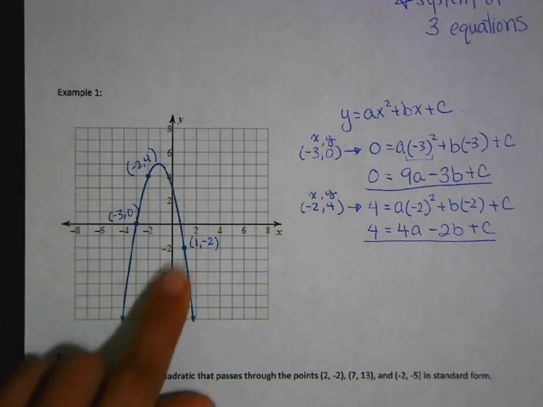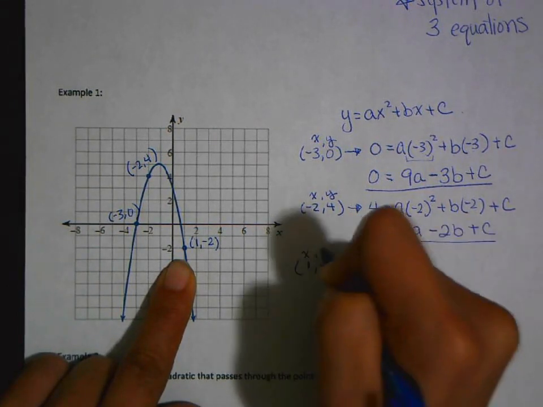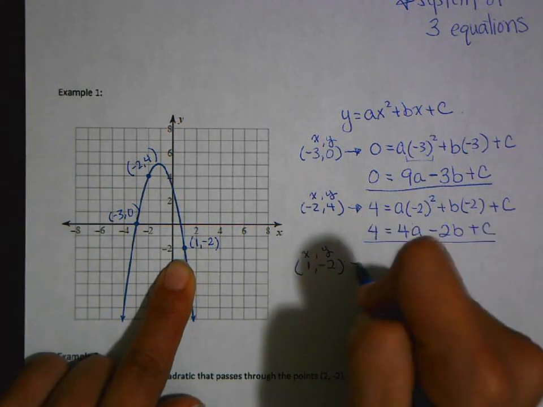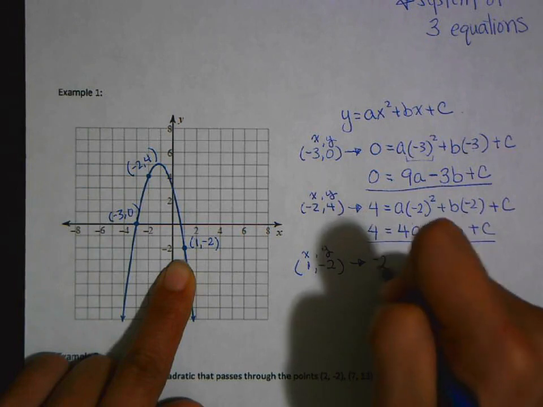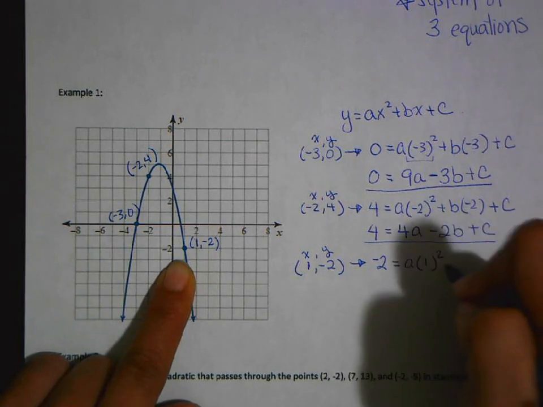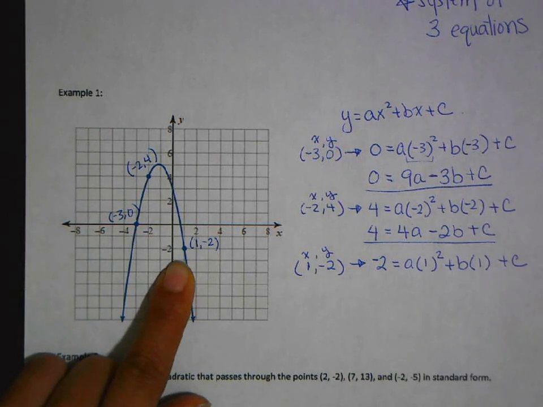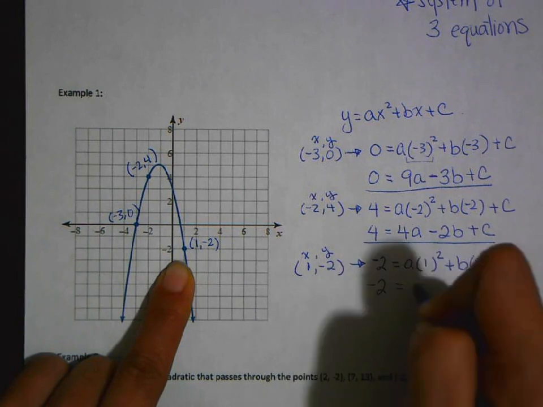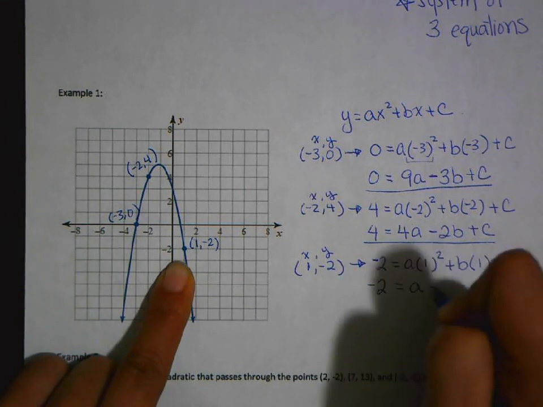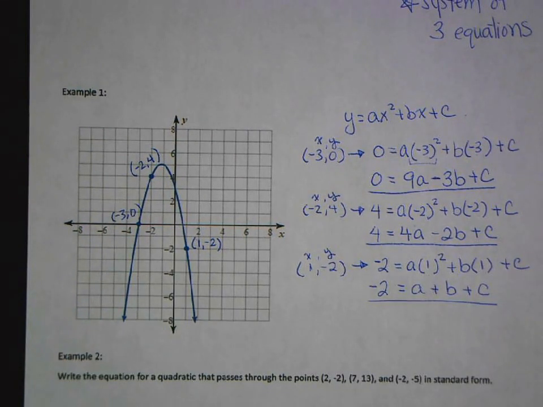Now I'm looking at my third point. My third point is at (1, -2). So my x is 1, my y is -2. Rewriting that into the standard form: -2 equals a times x, which is 1, squared, plus b times x, which is 1, plus c. Simplifying it out, 1 squared is going to give me 1. So you have -2 equals 1a. b times 1 is going to give me 1b, so plus b plus c. There's my third equation of my system of 3 equations.